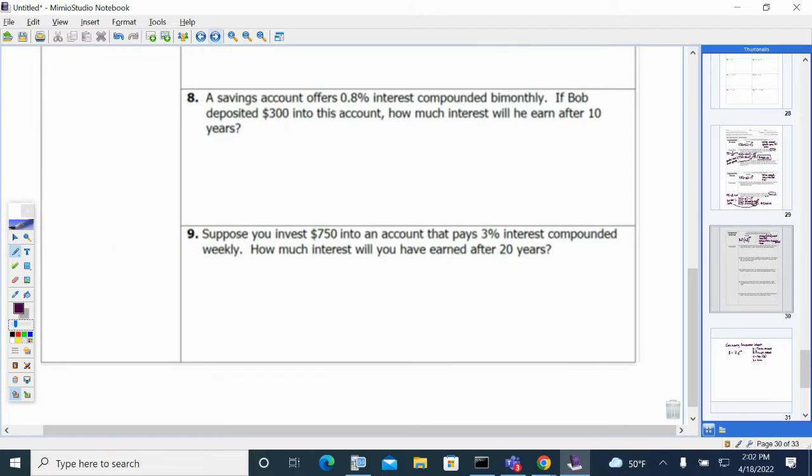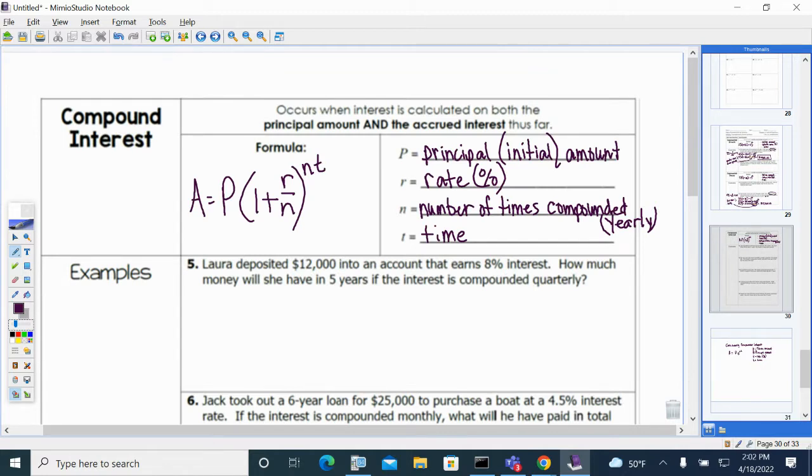The next thing that I want to talk to you about is something called compound interest. Compound interest occurs when interest is calculated on both the principal and the accrued interest thus far. Now, there is a lot of vocabulary that you are not familiar with here, but we will probably elaborate more on this in class. So, principal is your beginning amount. Accrued interest is the interest that you earn after a certain specified time period.